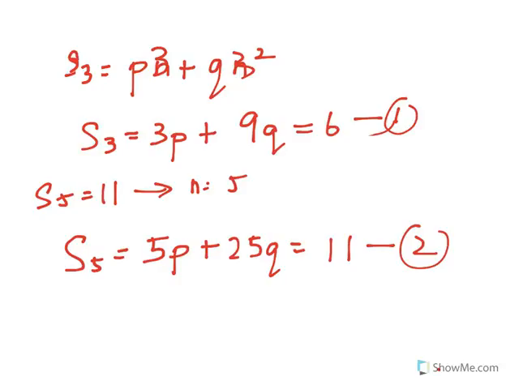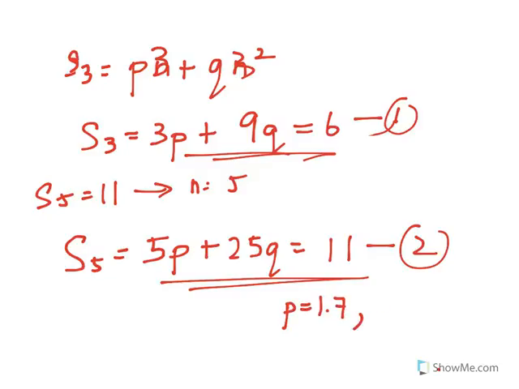So all you need to do is solve simultaneously: 3p plus 9q equals 6, and 5p plus 25q equals 11. I don't have to show you how to do the simultaneous equations; I think you can do it by yourself quite easily. You can even use the GC to help you. You will get p equals 1.7, q equals 0.1. So that is for question 2, part 1.